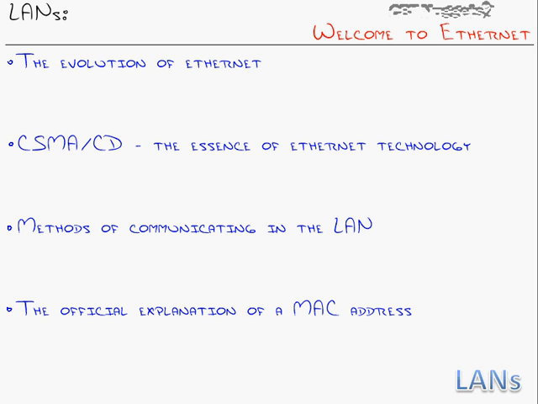We'll look at CSMA/CD, which is really the rules Ethernet devices have to comply to when they're speaking on a network. We'll then look at how they can speak, three different types of messages that a device can send in a network and how the network handles them. And then finally, we'll come to the official explanation of a MAC address. We've seen them a couple times, and now we'll get to break them apart and define what they are.